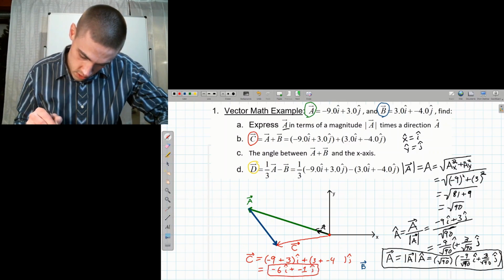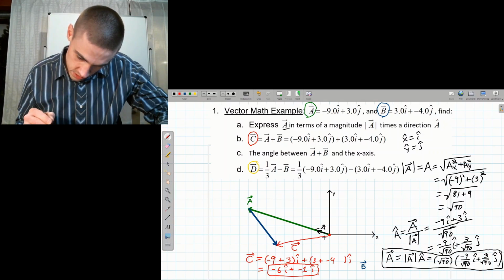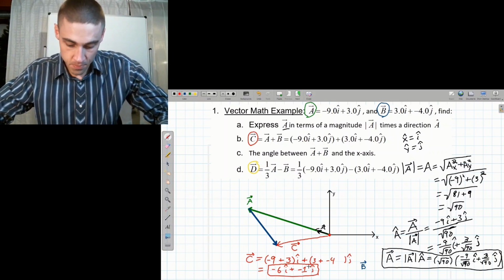So here you can see, let's just make sure that the vectorial and the graphical representation both check out. Well, does this go minus 6 in the x direction and down 1? It certainly does. So C can be, we can take these two vectors graphically, or we can take them algebraically, and you get the exact same thing.